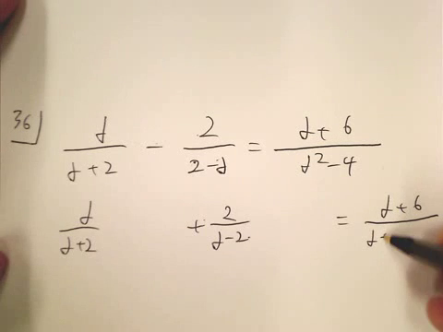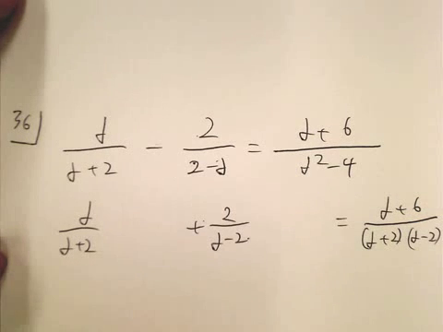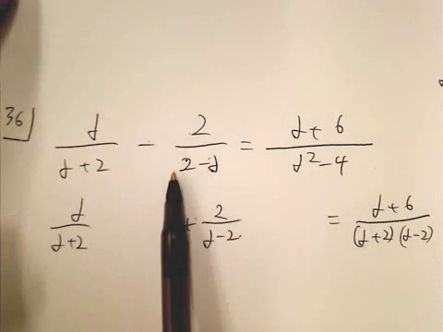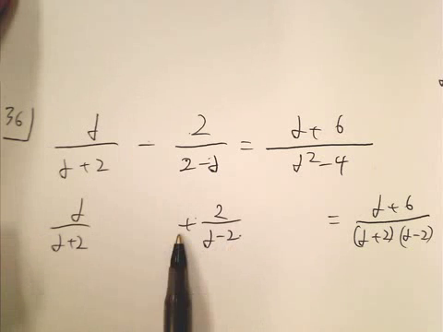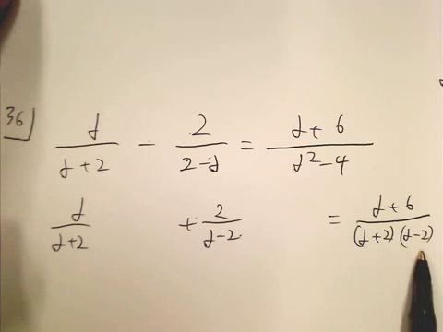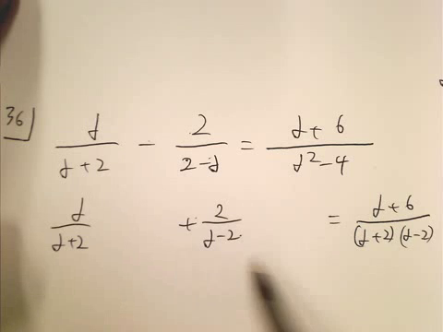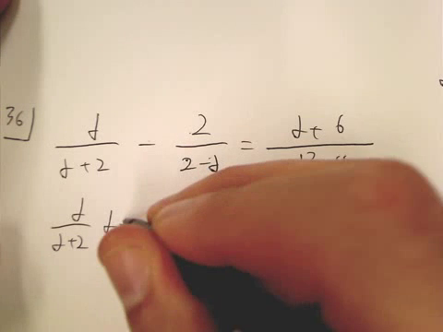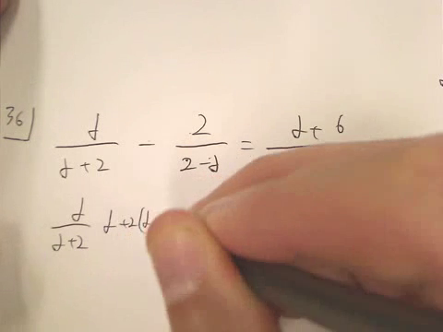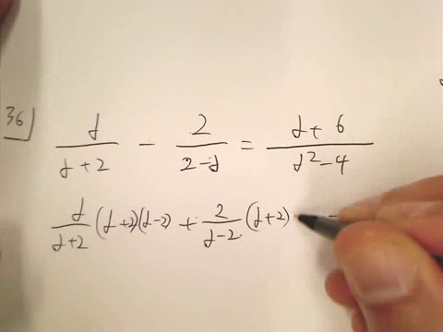And then this will be d plus 2 and d minus 2. So I had to do a couple things to help me find this common denominator. I had to make the 2 minus d into d minus 2, and then switch the sign out front. And then d squared minus 4 is d plus 2 and d minus 2. Now I can see my common denominator. I'm going to need a d plus 2 and a d minus 2. Now what makes a good common denominator? Well, a good common denominator will cancel out all my denominators.